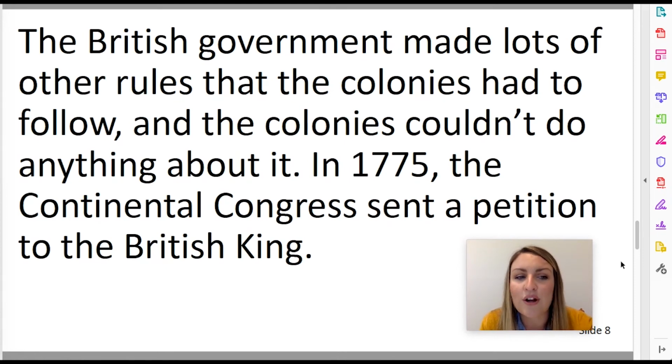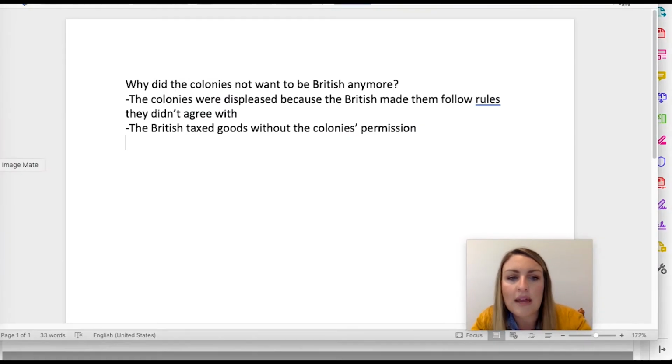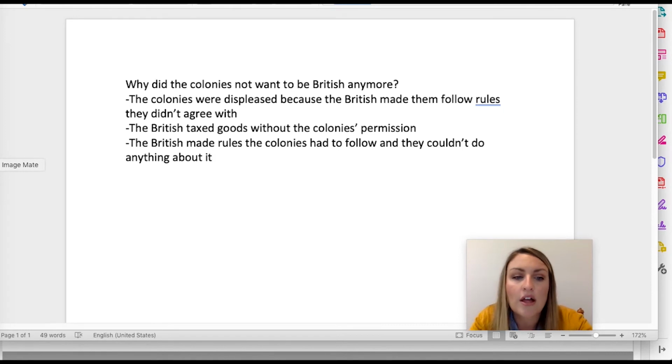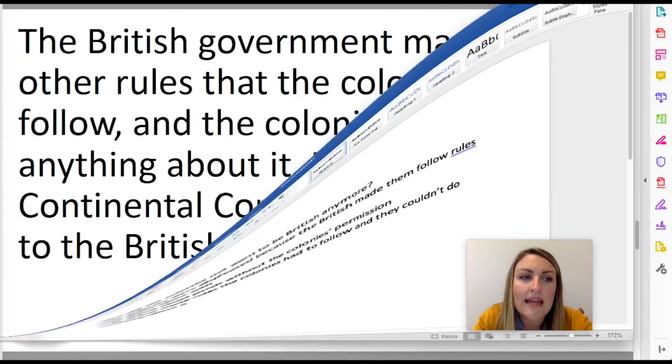We should add this to our notes. First, make another bullet point under the notes you've taken already. Good job. And you're going to take notes as I write on my chart. Ready? The British made rules the colonies had to follow, and they couldn't do anything about it.